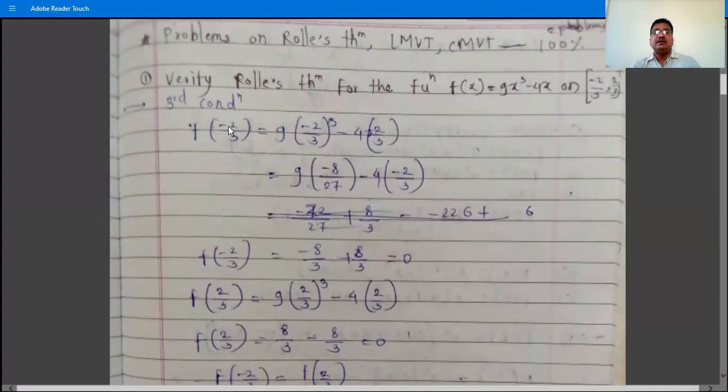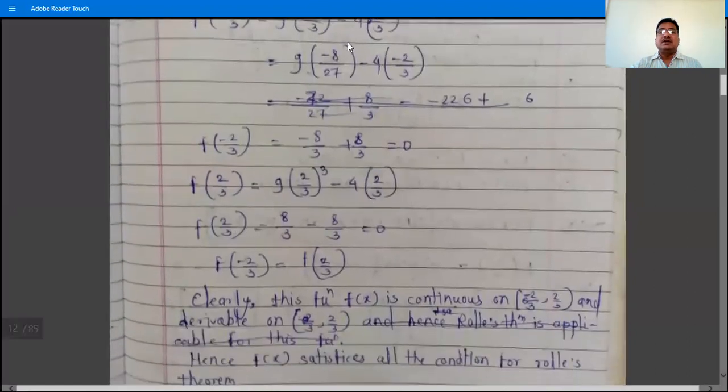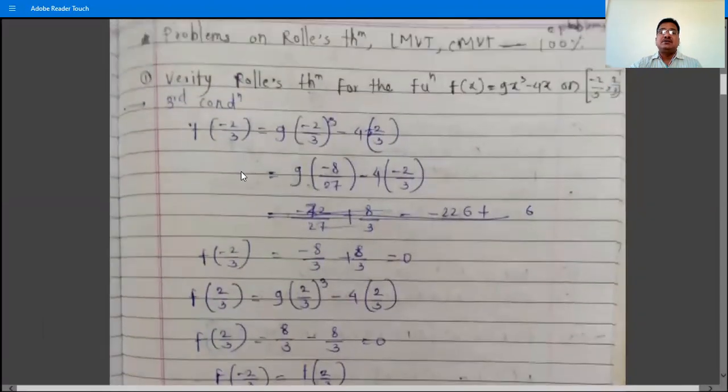So what is f of minus 2 by 3? Just substitute x as minus 2 by 3. So minus 2 by 3 cube minus 4 times minus 2 by 3. Minus 2 cube is minus 8 because it is an odd power, and 3 cube is 27. The calculation is minus 8 by 27 plus 8 by 3, that is 0. We have the answer at minus 2 by 3 as 0.